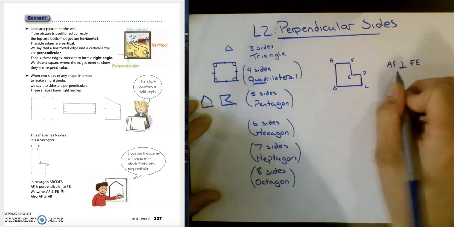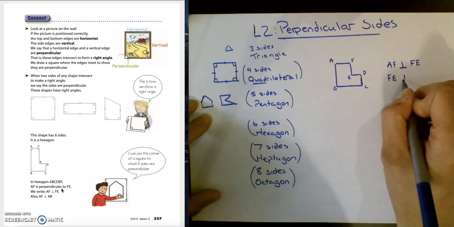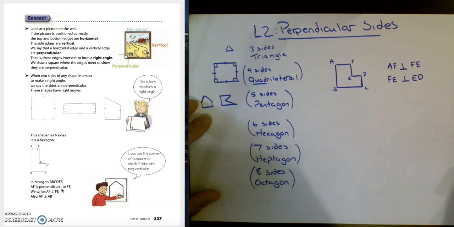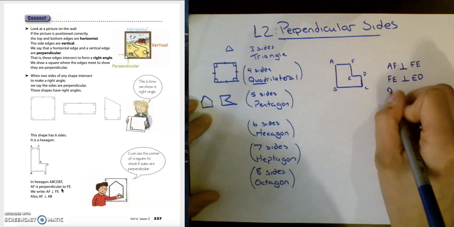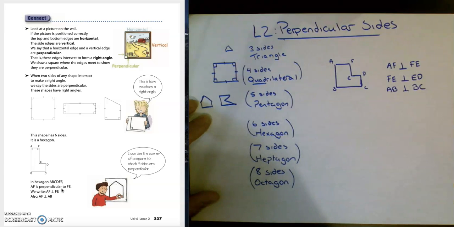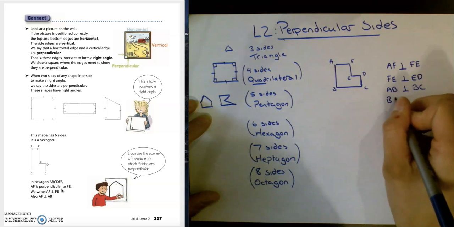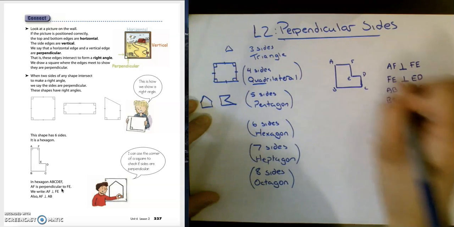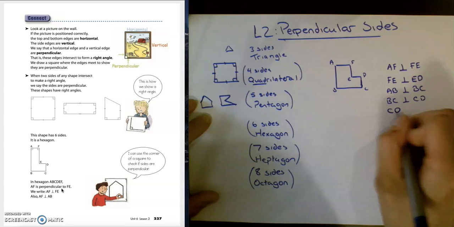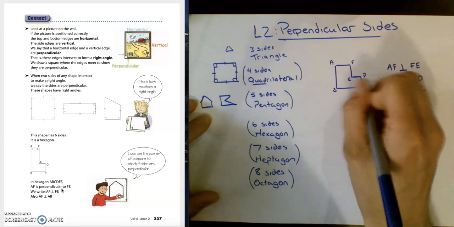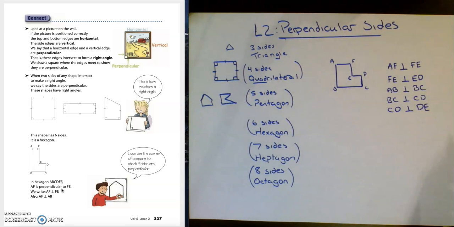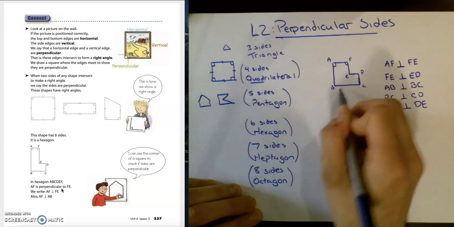And I could keep going on that. FE is perpendicular to ED, or DE, depending on which way you're going. Right? I could go over here. AB is perpendicular to BC. All right? BC is perpendicular to CD. Almost done, so I might as well finish it off. CD is perpendicular to DE, or ED. Okay? So, I would have my little right angle things here.